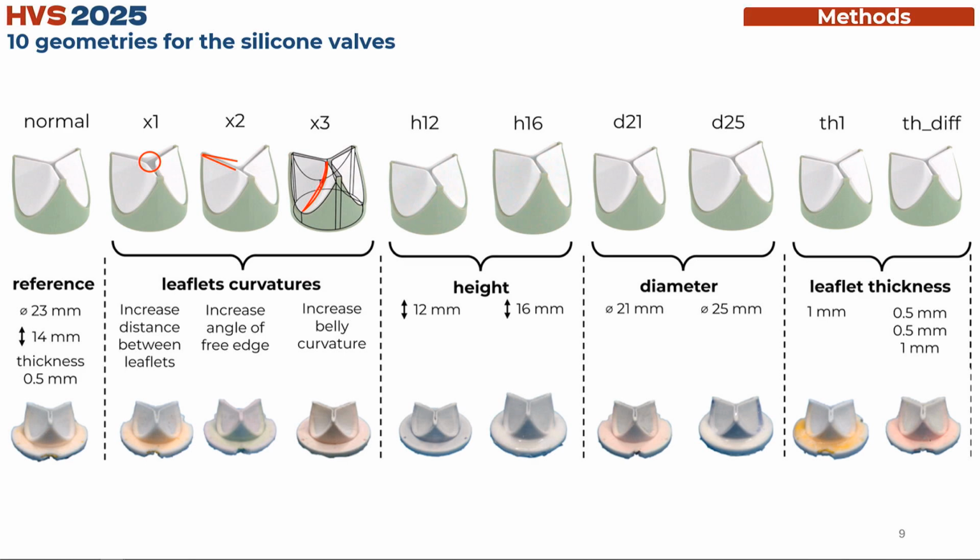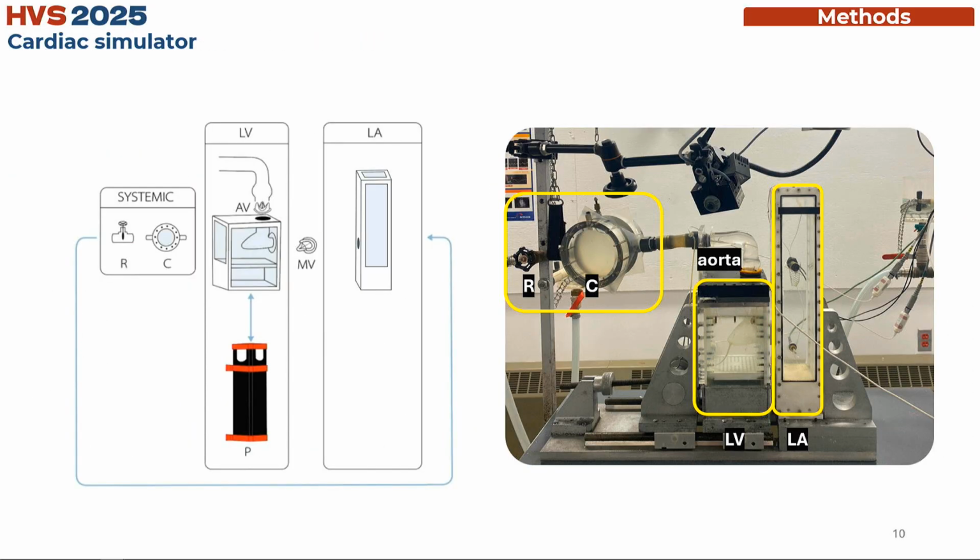These silicone valves were tested in our cardiac simulator, which is composed of a left atrium, which is a water column, the bioprosthetic mitral valve, and then our left ventricle that is activated by a piston pump. Then there is the aorta, and the rest of the systemic circulation is replaced by compliance and resistance.